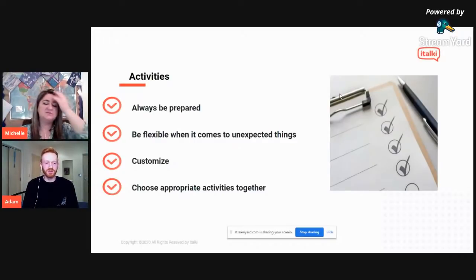Okay. So my next point I'd like to go over is to customize. I think this is important because as a teacher, we need to identify what the student needs, right? So again, that goes back to asking them questions about themselves, what they're interested in learning.